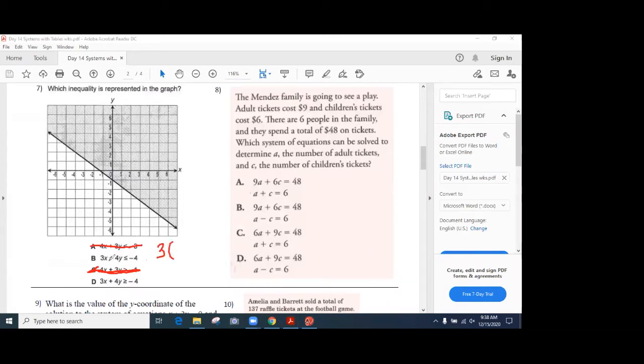So 3, what are we going to put in for X right here? Y'all know? What are we putting in for X? We're testing what point? 0, 0. So we plug in zeros for X's and Y's. So we're going to plug in 0 for X plus 4, 0 for Y is less than or equal to -4.